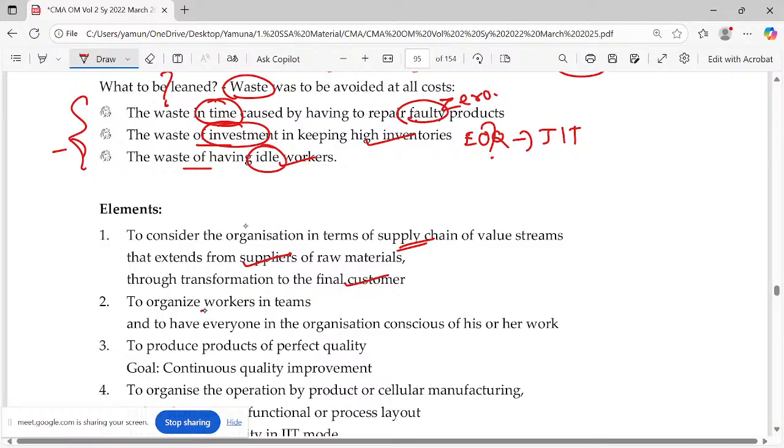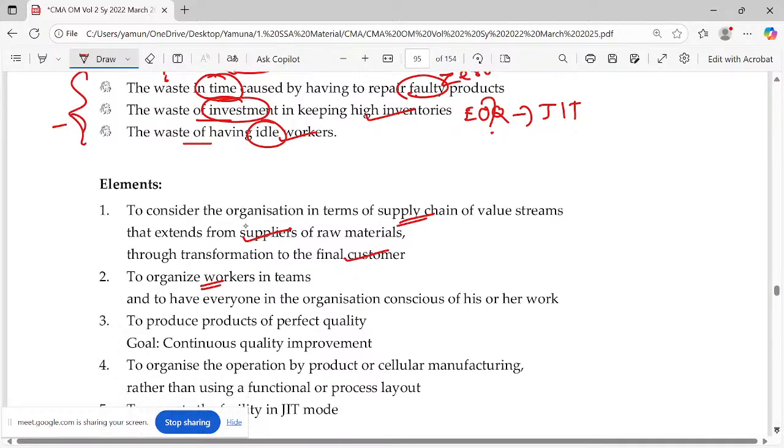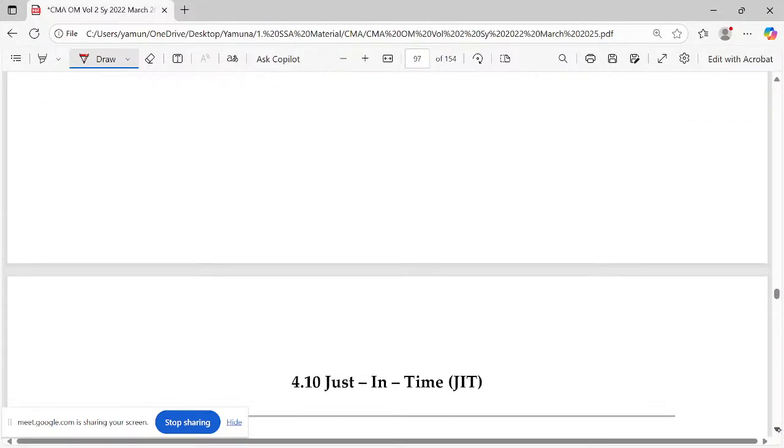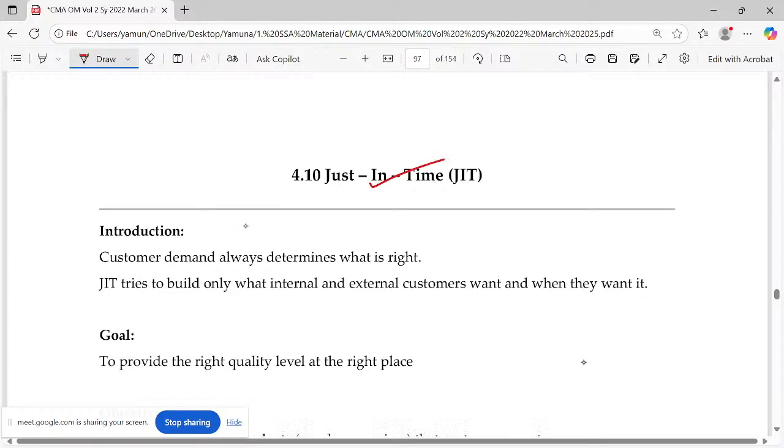Not only that, you have to organize the workers in teams. And the team should be conscious of what work they are doing, and they have to talk about perfect quality. And again, we have this Japanese concept of continuous quality improvement. All of that is with you. And how are you going to organize the operation, product-wise or cellular manufacturing, using some functional or process layout? And how are you going to operate the facility with just-in-time inventory? JIT is just-in-time inventory. So this is a very small topic, and we are directly going to the very next heading, which is nothing but just-in-time inventory.